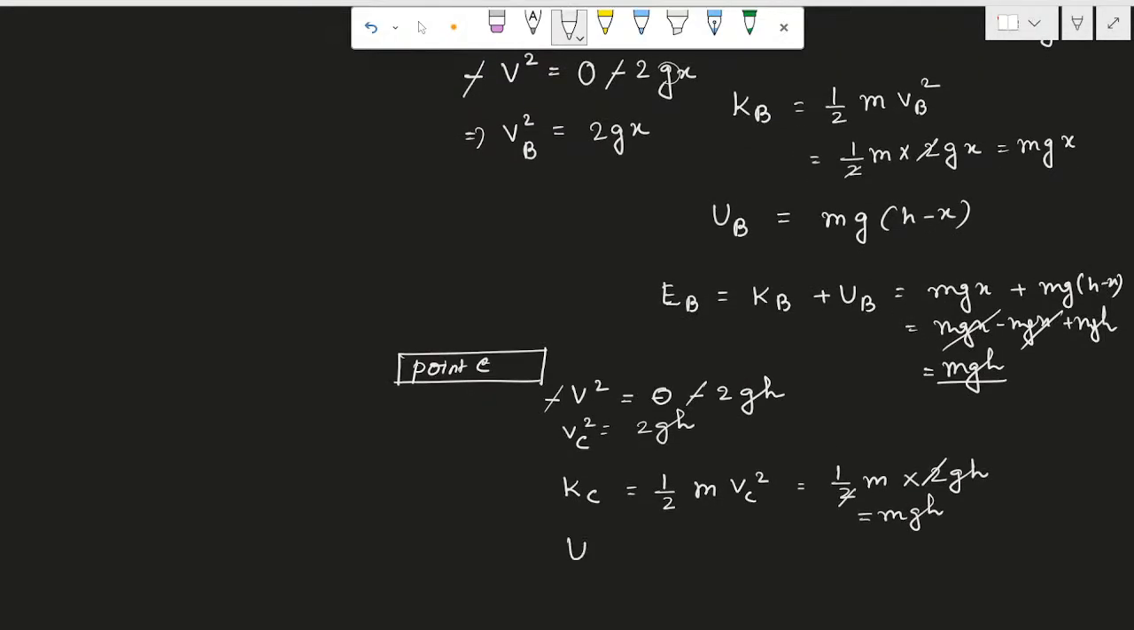And the potential energy, mgh, where h is 0, so 0. So the total energy E at C is equal to Kc plus Uc, which is mgh plus 0. So it is mgh. So here you can prove how the energy is conserved at all 3 points in this journey for a free falling object. Okay, clear?